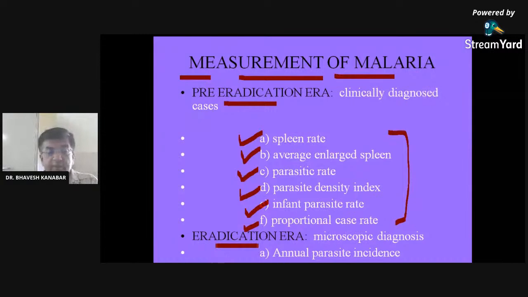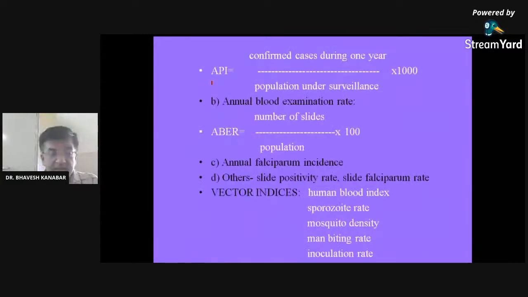Eradication area, annual parasite index, that is API. Yes, I will tell you API right now. That is confirmed cases during 1 year. Annual parasite index is confirmed cases during 1 year divided by population under surveillance, into 1,000. Suppose in a village of 10,000, that is called population under surveillance. Confirmed cases of malaria during 1 year are 100. So 100 divided by 10,000 into 1,000 is called API. Whatever the result is, it is API.